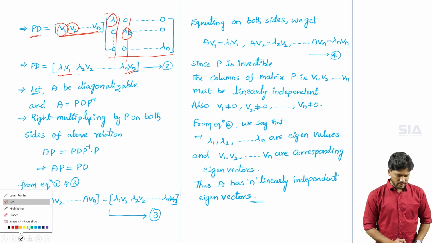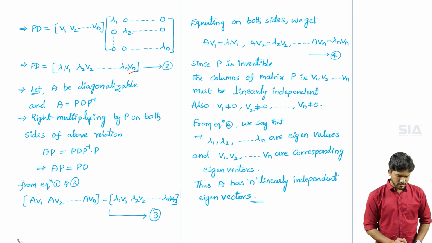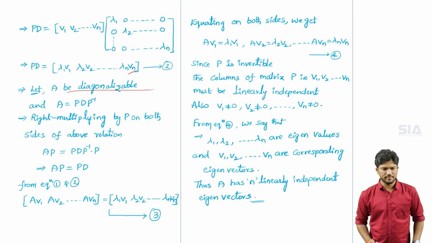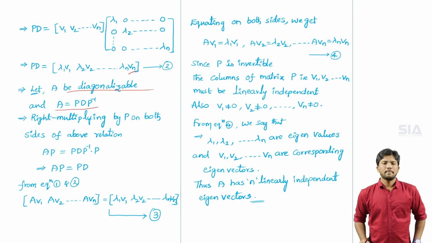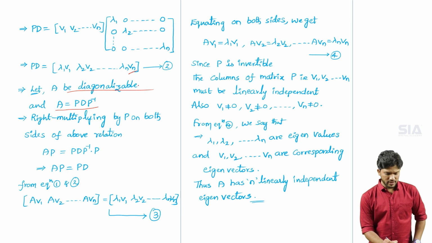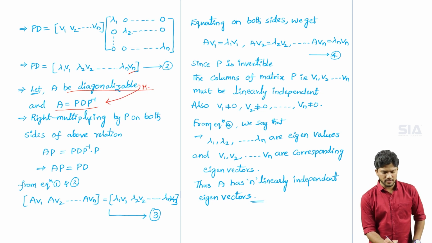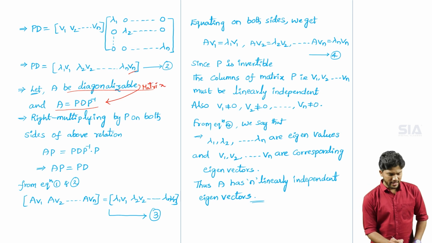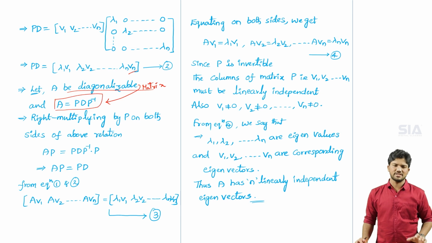Now we have to prove that, let capital A be diagonalizable, and capital A is equal to PDP inverse. Whenever you take capital A as a diagonalizable matrix, you can also add this word. Then according to the definition of the diagonalizable matrix, we can write capital A is equal to P into D into P inverse. That is the definition.